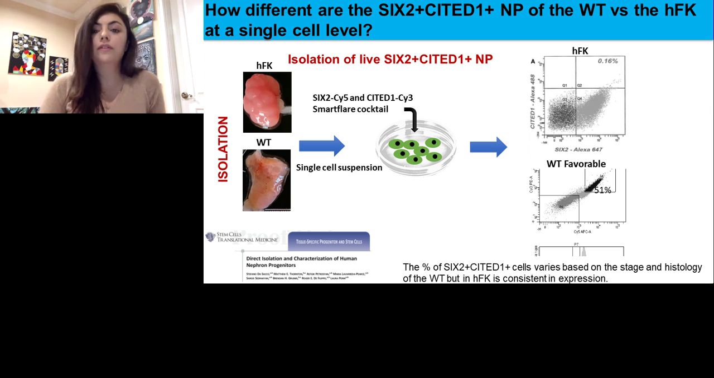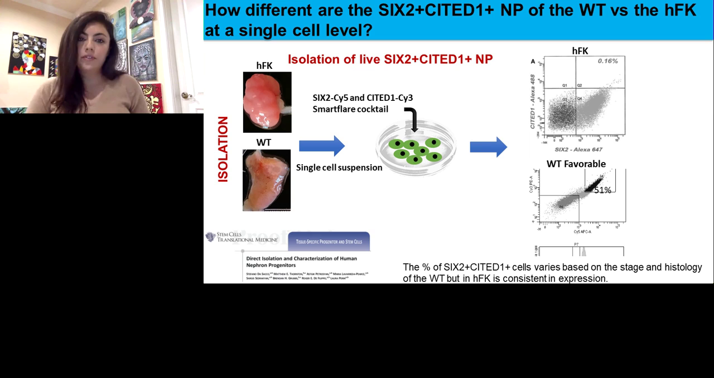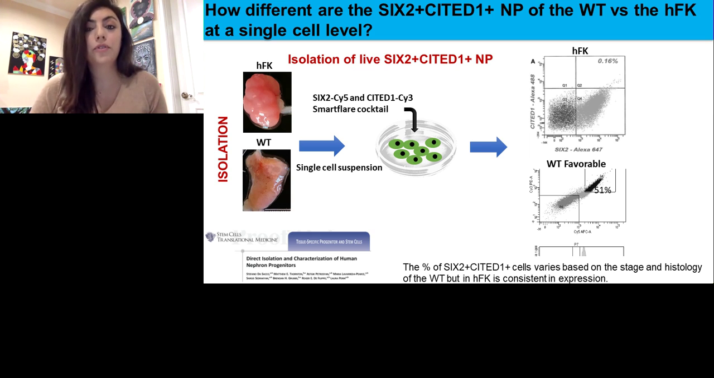Next, we wanted to know even further. So we wanted to actually do single cell analysis on these progenitor populations because we know heterogeneity does exist within these populations. So what we had done previously, we were able to isolate these progenitor populations based on the transcription factors SIX2 and CITED1, and we did this by using SmartFlare technology, RNA probes. And we've published this data before, and we wanted to do the same thing with the Wilms tumor and see if we could also obtain Wilms tumor nephron progenitor populations. And we were indeed able to do the same.